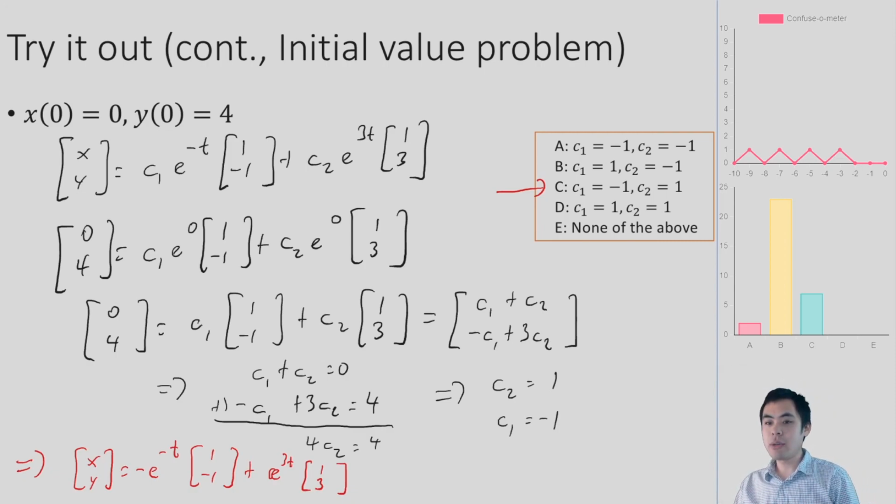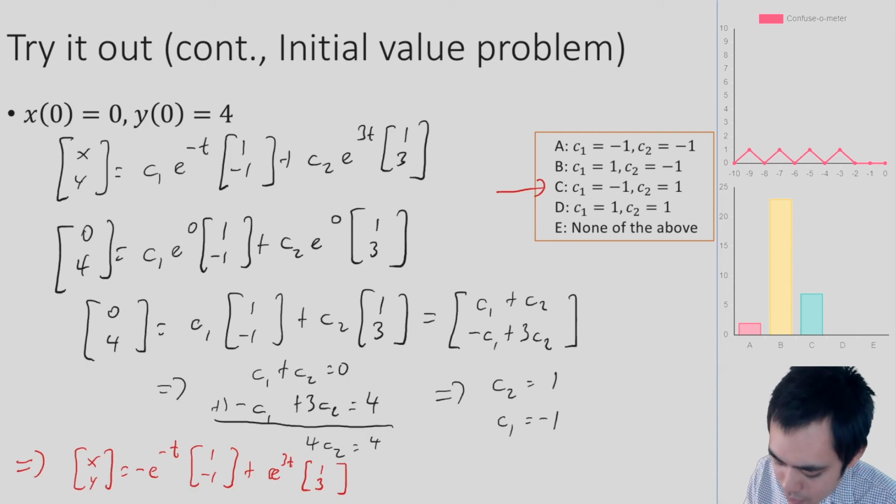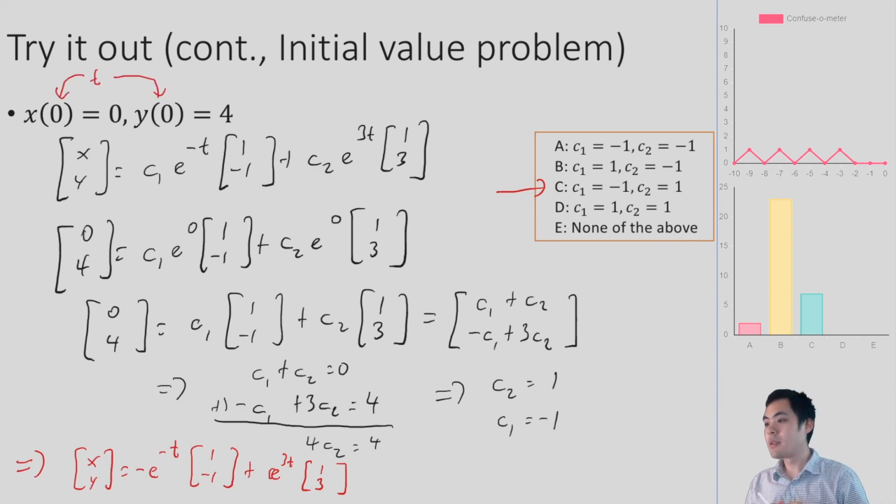Why does t equal 0? Ah, yes, because this is t. This is our initial value. So we decided to choose at time 0. You could have time 1 or time 2 as well as your initial values, but here, because x and y are functions of t, and we're solving for x of 0 is equal to 0 and y of 0 is equal to 4.